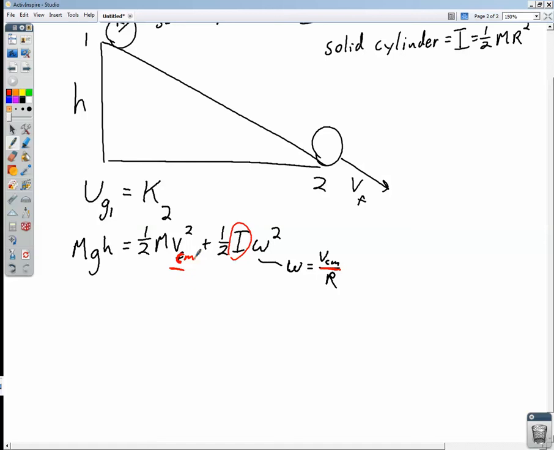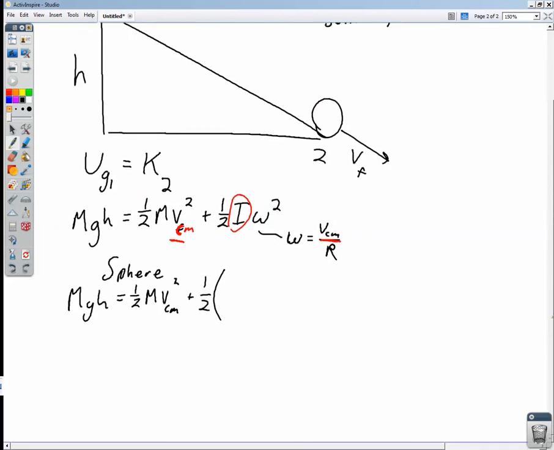So VCM squared, the velocity of the center of mass at the bottom squared, and then over on the right-hand side, we're going to have the velocity of the center of mass divided by R. So let's first do the sphere. So it's the mass of the sphere, mgh, on the left-hand side, and we have 1/2 mass of the sphere, velocity of the center of mass squared, plus 1/2, and again, I for the sphere. I need to go back up and look. It is 2/5 mr squared times omega squared, but that's velocity of the center of mass over the radius, that whole thing squared.